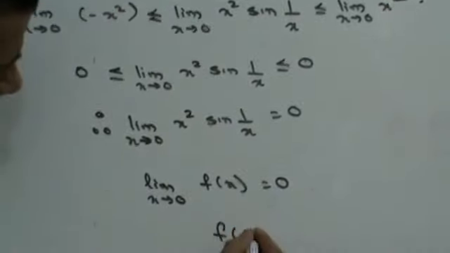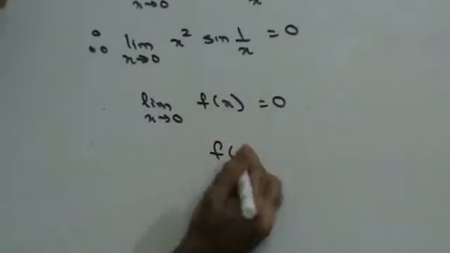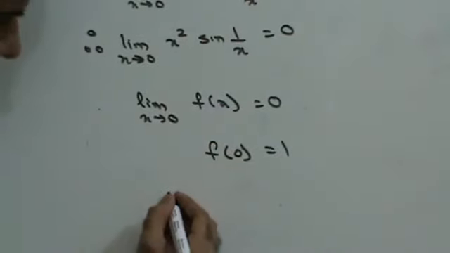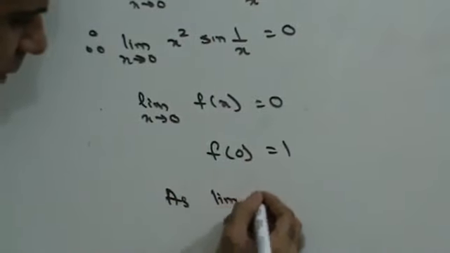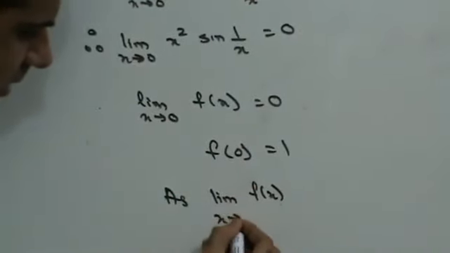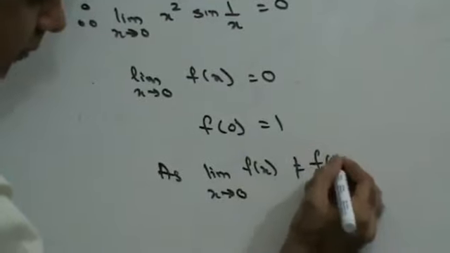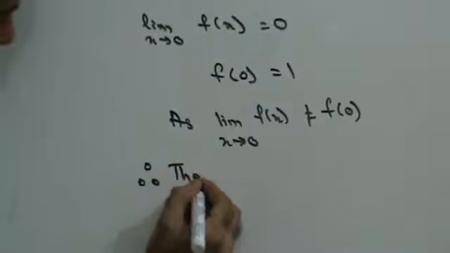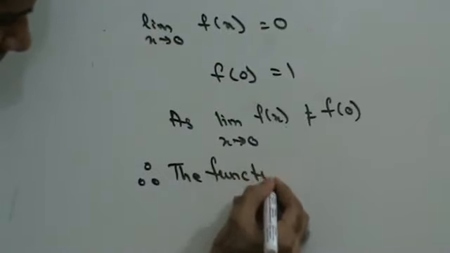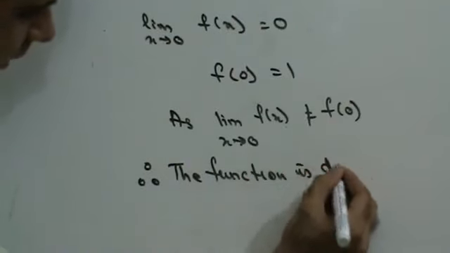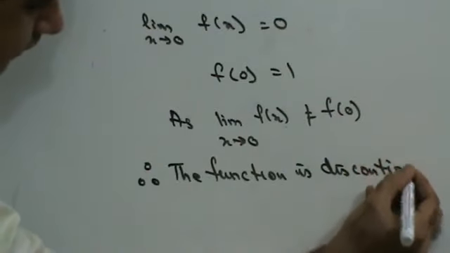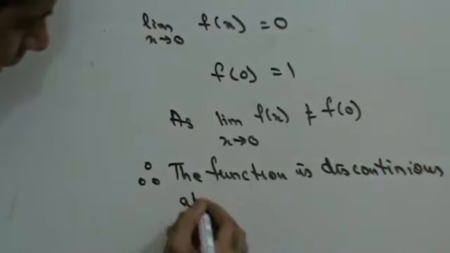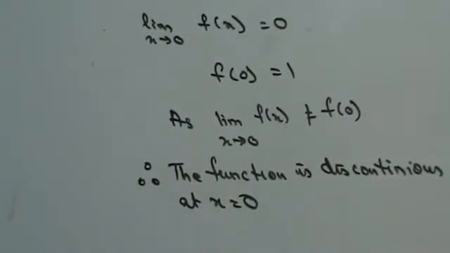f of 0 is given to you as 1 in the sum, so limit of f of x as x tends to 0 is not equal to f of 0. Therefore you can say that the function is discontinuous at x is equal to 0. Fine, do we get this in clear?